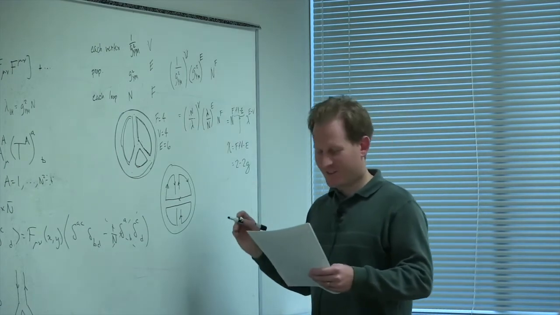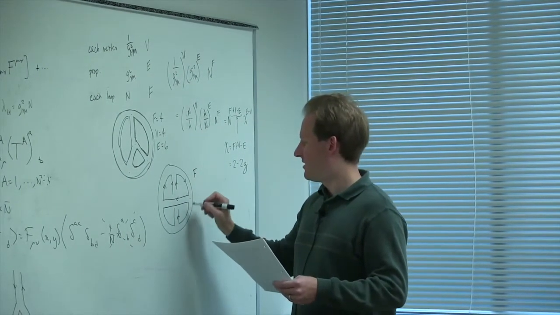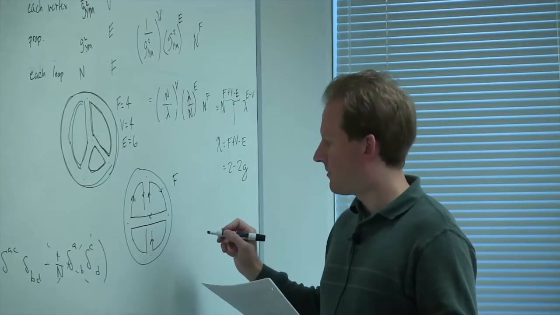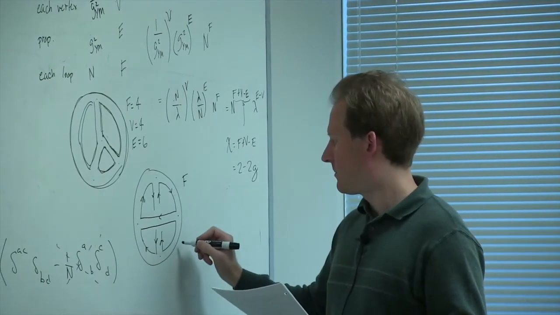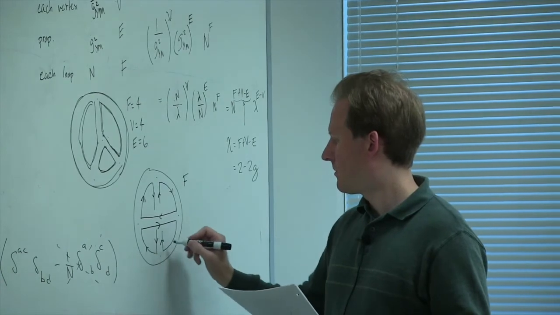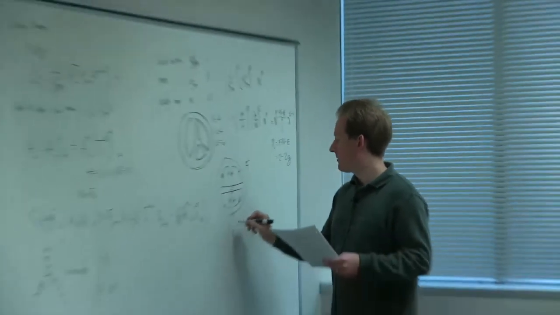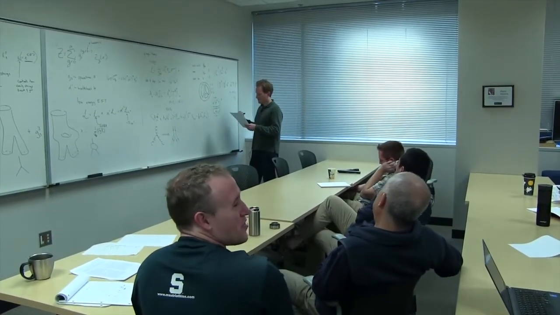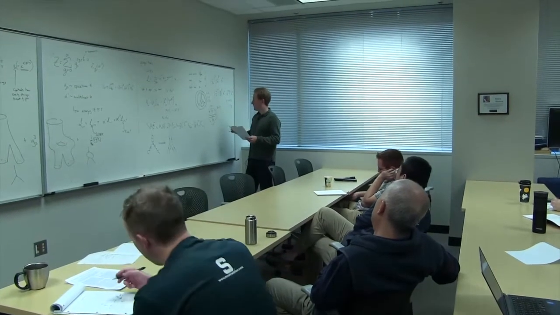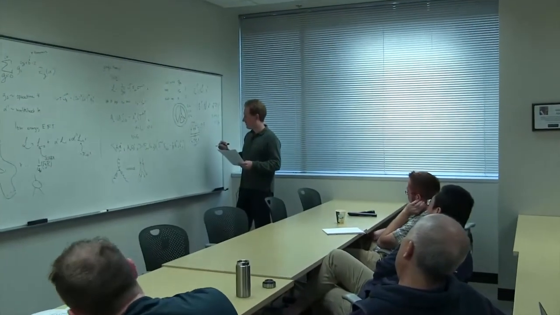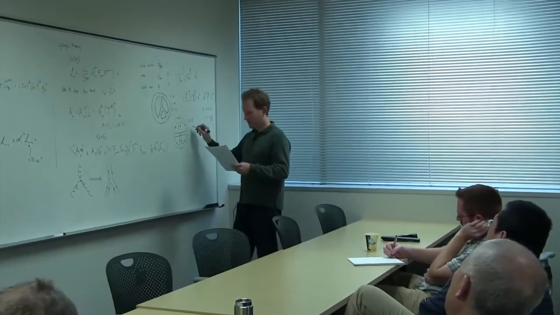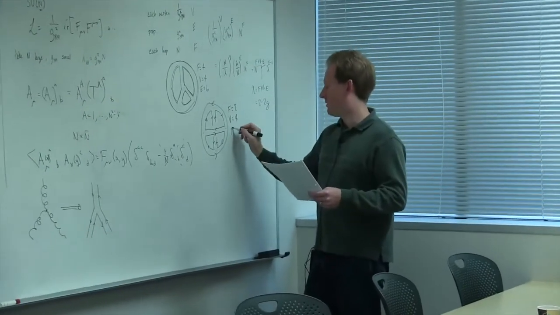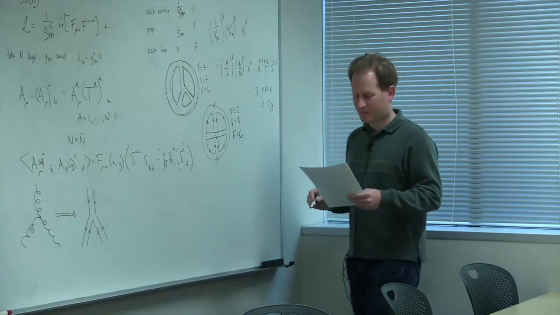So let's count it. So this has just two loops. Two loops. Should be 4 vertices and 6 edges. Let's see.